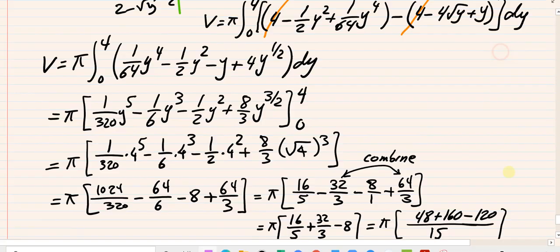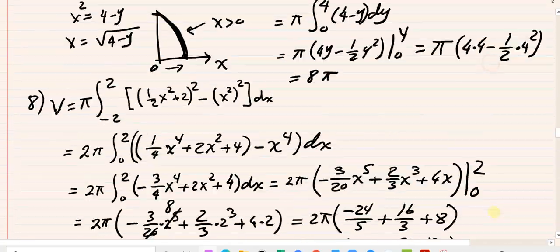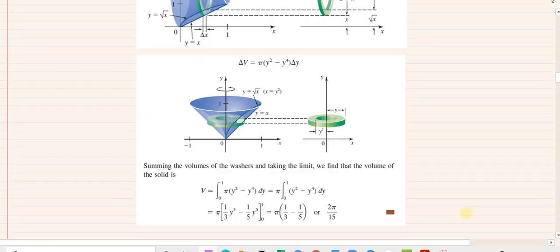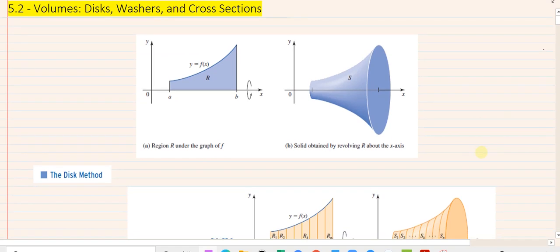So we are done with this section: volume of solids of revolution, and of course volume by cross section, which involves no revolution. And with that, we're done with this section, with this lecture.